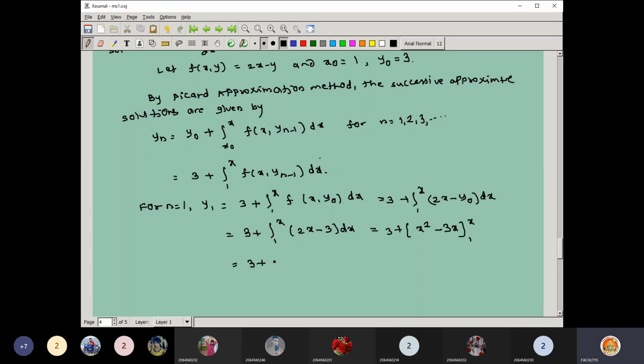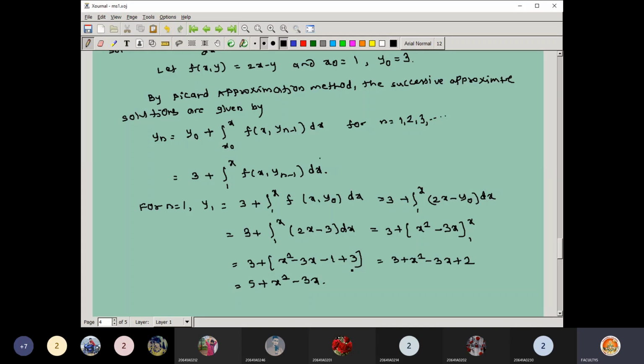So it is 3 plus, go for first upper limit. Upper limit means same as it is x square minus 3x. Here lower limit is 1. So minus 1 and plus 3 you are getting. Or this is nothing but 3 plus x square minus 3x plus 2. Or this can be taken as 5 plus x square minus 3x. This is the first approximate solution for the given problem.